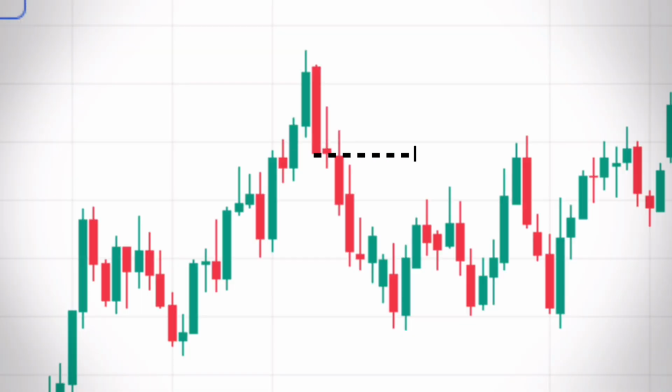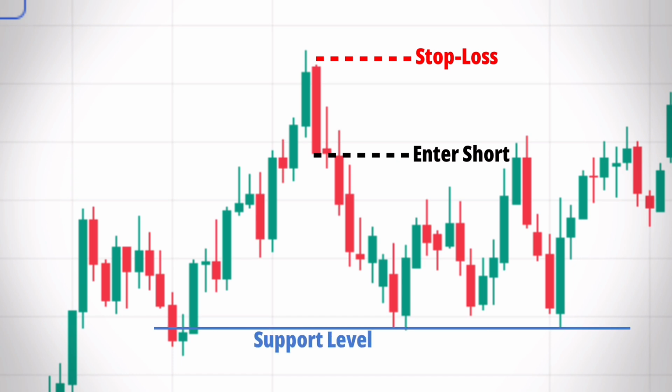Now, here is how you trade a bearish marubozu candlestick pattern. Enter a short position at the close of the bearish marubozu or after a rally to resistance. You can place your stop loss above the high of the marubozu or above the nearest resistance level. Set your profit targets based on the prevailing trend and key support levels.